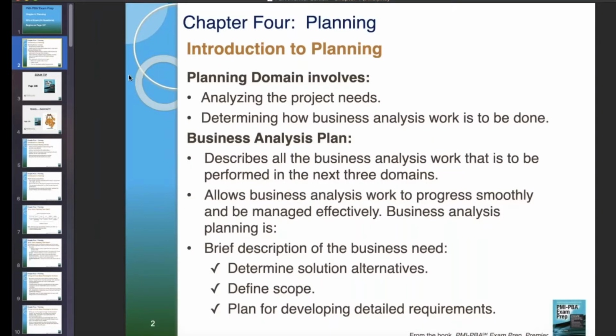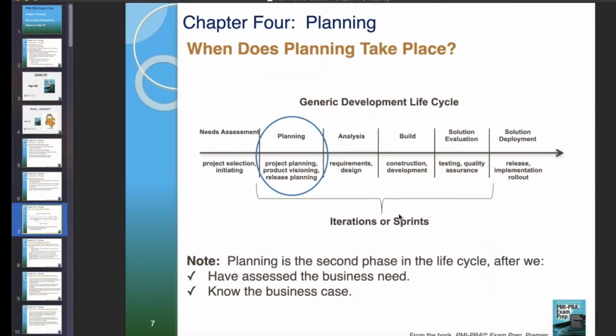All right. Introduction to planning. The planning domain involves analyzing project needs and determining how business analysis work is to be done. And that ties into one of the homework questions we saw. So the business analysis plan comes into play; it describes all the business analysis work that is to be performed in the next 3 domains.